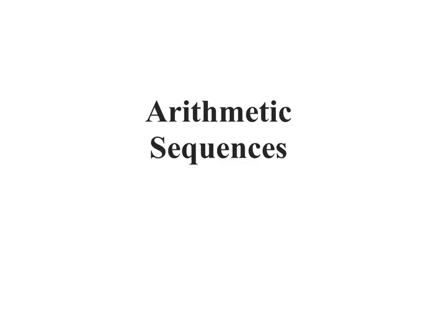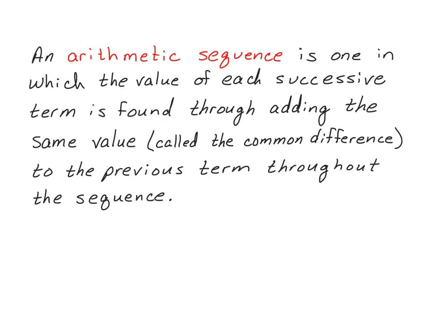All right, so this next section is going to be on arithmetic sequences. And an arithmetic sequence is one in which the value of each successive term is found through adding the same value, called the common difference, and the common difference will be denoted as a d, to the previous term throughout the sequence.